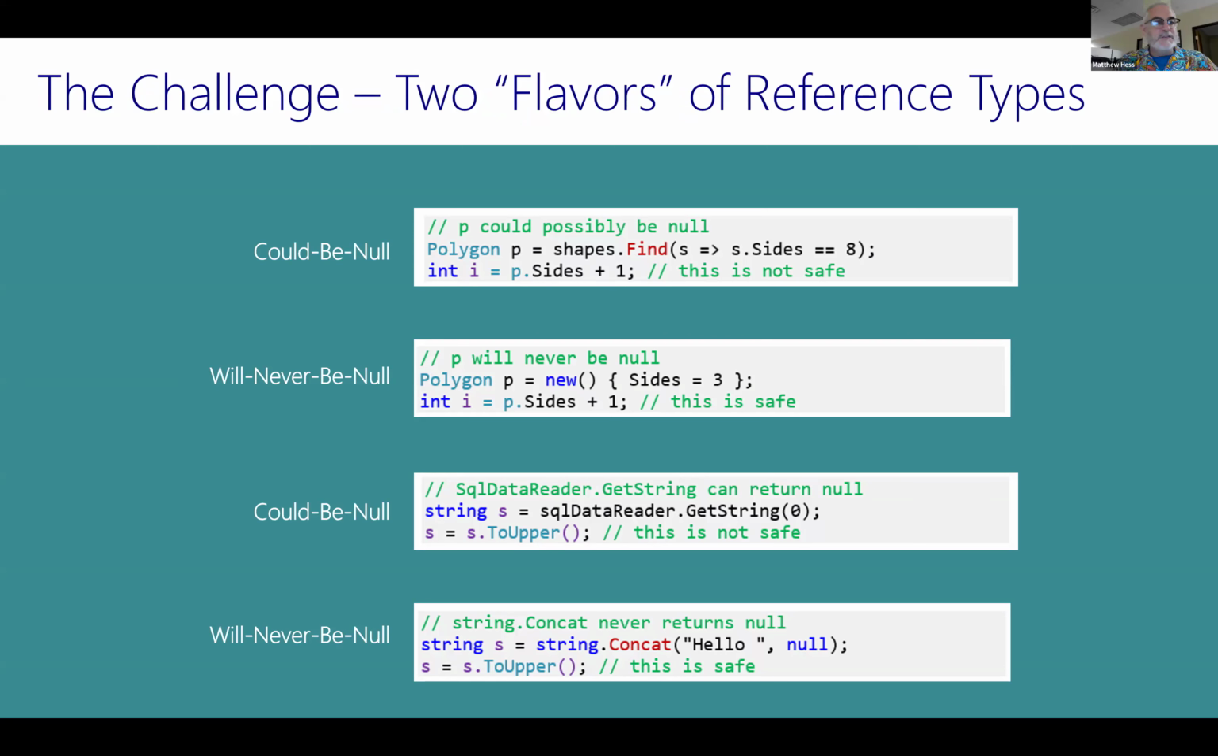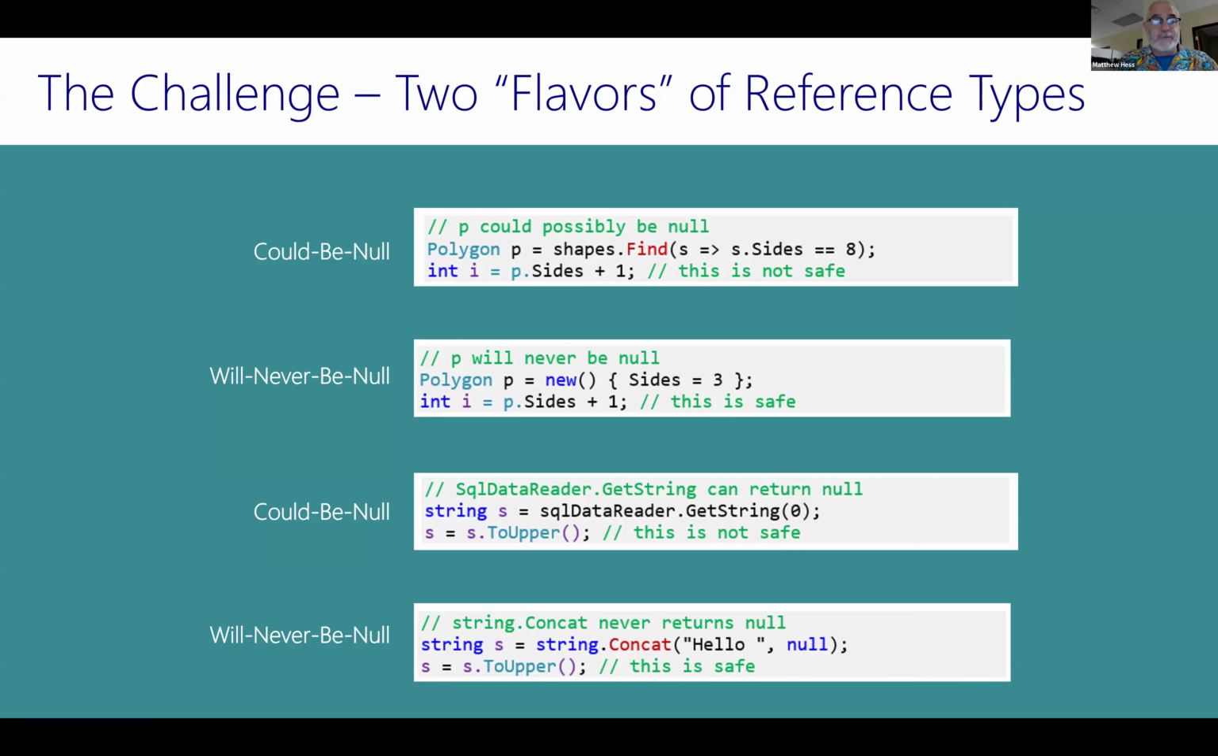It's that these reference types, or these variables that point to a reference type, kind of come in two flavors. Now, this is my terminology. You're not going to find this in some textbook. So one flavor is the could-be-null variable, where it legitimately could be null. And then the other is it will never be null. It's just not going to be null. The code really doesn't allow for it to be null.